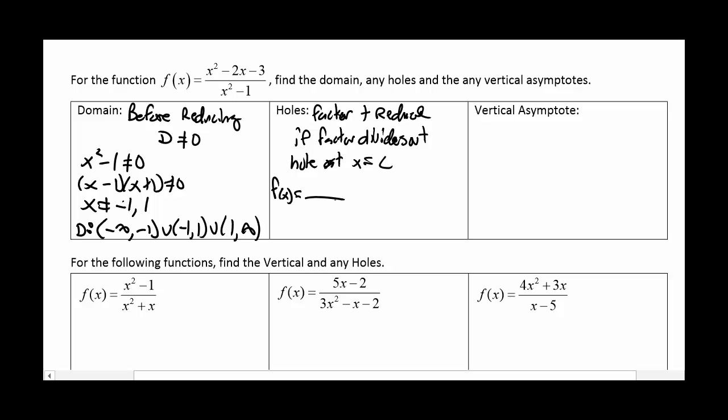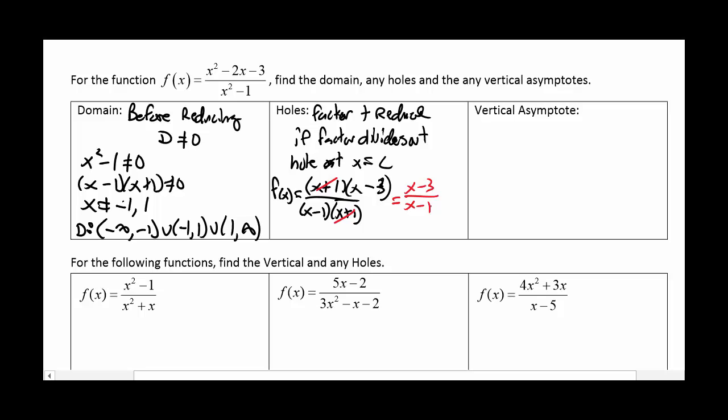And we already identified the denominator in its factored form as x minus 1 and x plus 1. So now we need to factor x squared minus 2x minus 3. It's got to have a 3 and a 1. I want the 3 to be minus and the 1 to be positive. So that means the x plus 1s divide out, and I'm left with x minus 3 over x minus 1.